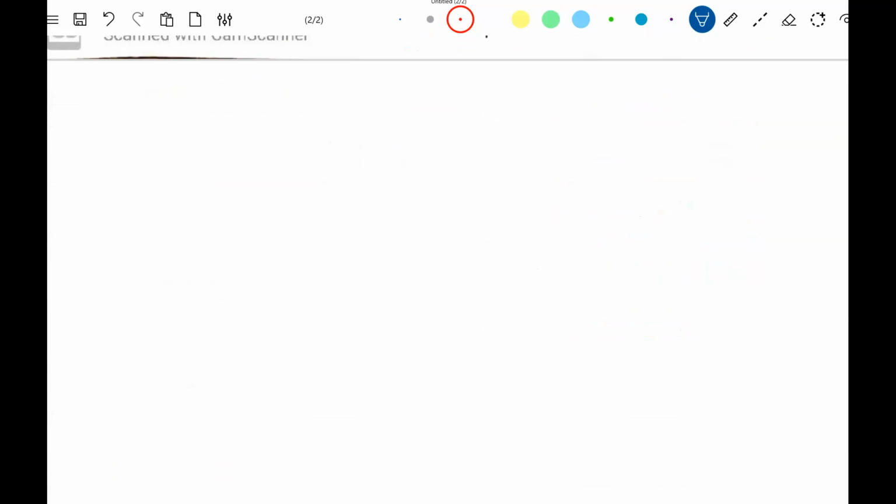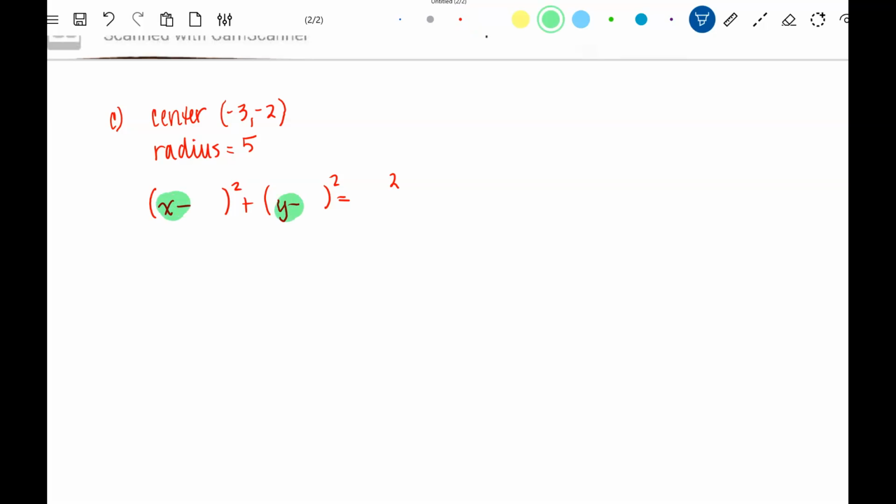Now I want to add 2 more examples. I want to write the equation of the circle that has a center of -3, -2, and a radius of 5. Okay, so we know our equation. It starts off x minus something squared plus y minus something squared equals the radius squared. Remember I said that this x minus and this y minus are going to be part of the equation no matter what the center is. So the x of our center is -3, and the y of our center is -2, and our radius is 5. So when I clean this up a bit, remember those become positive. So our equation is x plus 3 squared plus y plus 2 squared equals 25.